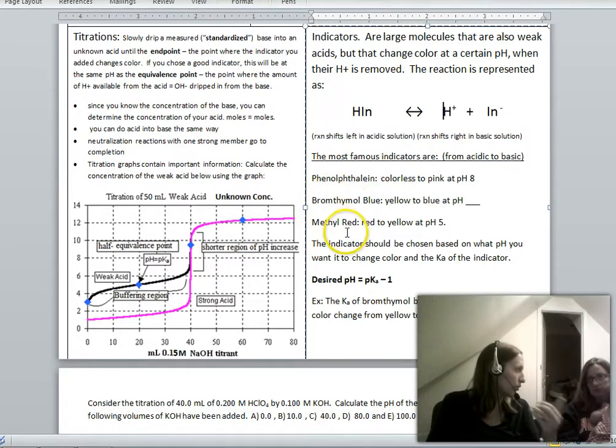Methyl. You've got methyl red, you've got methyl orange. There are a couple of methyls. And it's red when it's more acidic than pH 5, and it's yellow when it is more basic than pH 5.